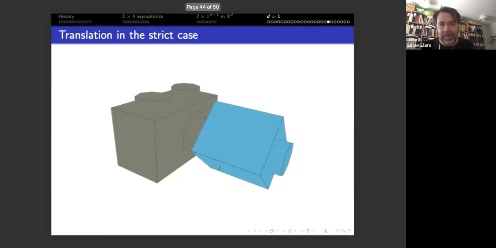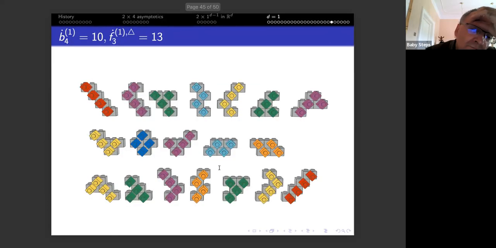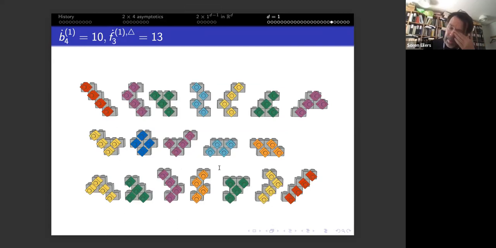I'm a little short on time, so let me just give you a quick idea of what happens in the strict case, when it's disallowed to put two things directly on top of each other. Then you can actually count not just the pyramids, but all of them. The way to do this is to imagine that whenever you have a brick, you take a 1-by-1 brick and put it on top of that at a 45-degree angle.